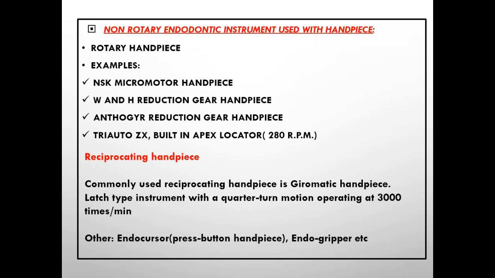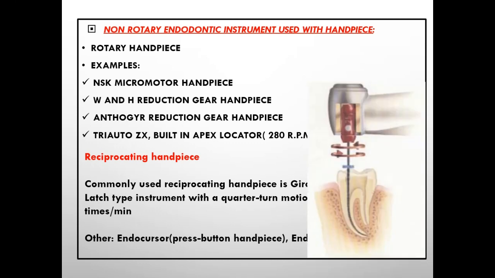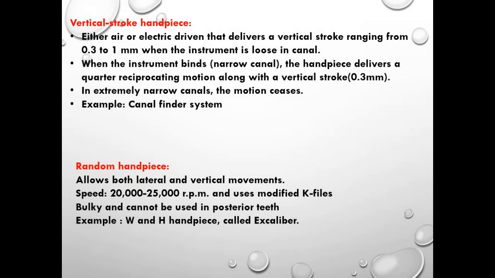Vertical stroke handpieces are air or electric driven and deliver a vertical stroke ranging from 0.3 to 1 mm when the instrument is loose in the canal. When the instrument binds, the handpiece delivers a quarter reciprocating motion along with the vertical stroke. In extremely narrow canals, the motion ceases. The Canal Finder System is an example. And the Rotary handpiece allows both lateral and vertical movements, and it uses modified K files.